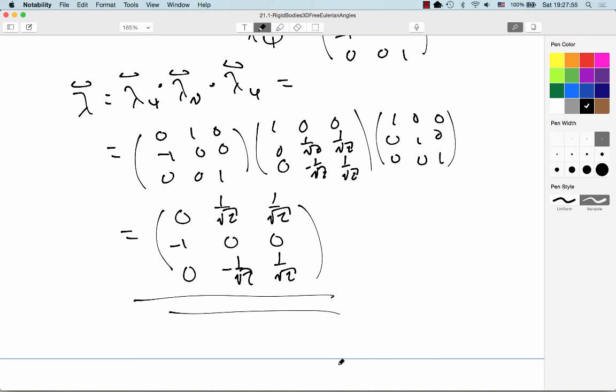And also, if you decide that you need to transform a tensor, that is going to involve multiplying by a lambda in the front and a lambda inverse in the back. Okay, that was a big mouthful. In the next video, we'll go ahead and use some of this machinery to let us look at things like the motion of a top.